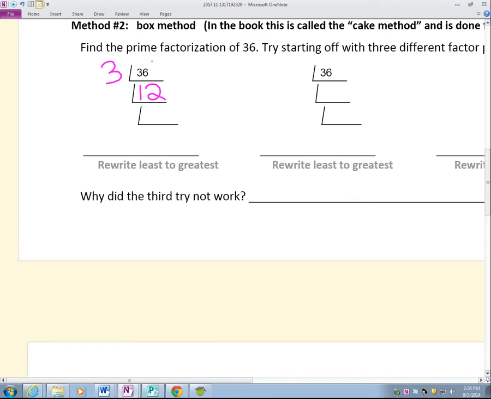Now, 12 times what is a prime number? Or, sorry, what times 12? I'm jumping ahead of myself. Let's try that again. What prime number goes into 12, Lena? 2 goes into 12. It sure does.